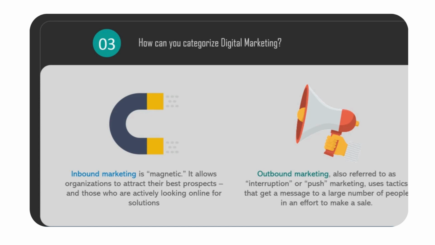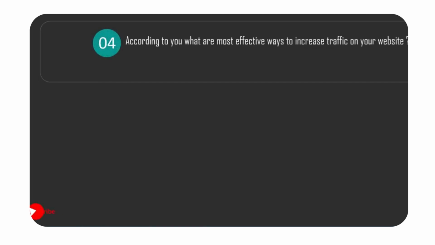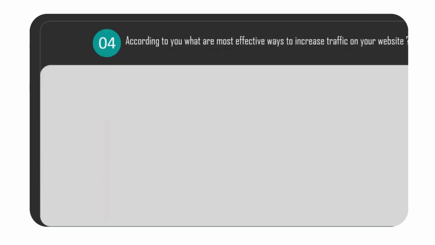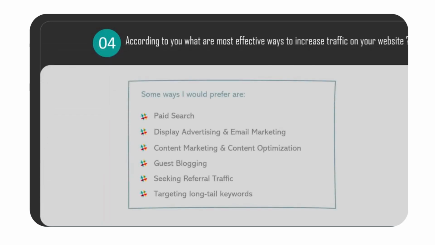Now talking about the next question. According to you, what are the most effective ways to increase traffic onto your website? So here are a few mediums or ways that will help you increase the traffic onto your website. So the first one would be paid search. So you're going to be paying for your content so that it ranks on the first page.